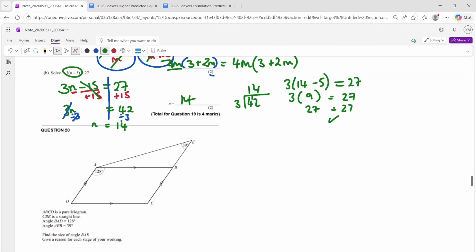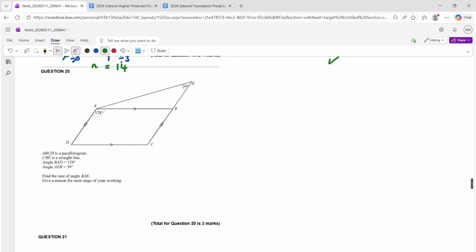I'd imagine your first mark is for expanding the bracket or for getting to 3n equals 42, and then 2 marks if you've got 14 as your answer. So that's question 19. Okay, question 20.